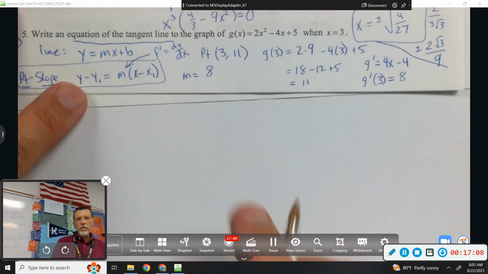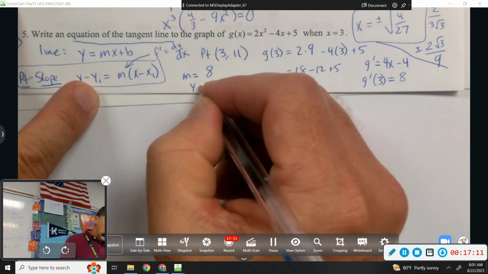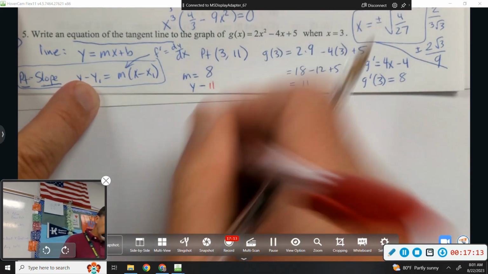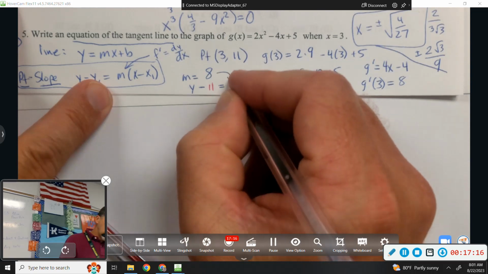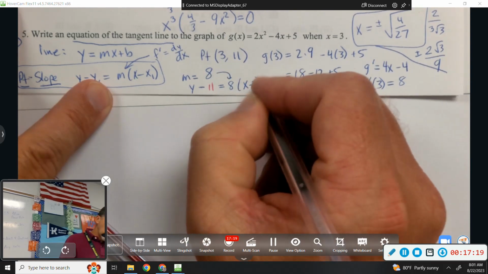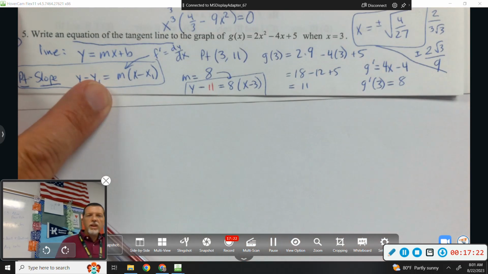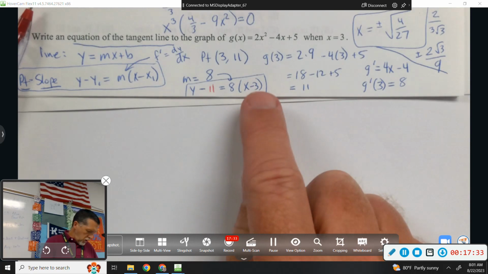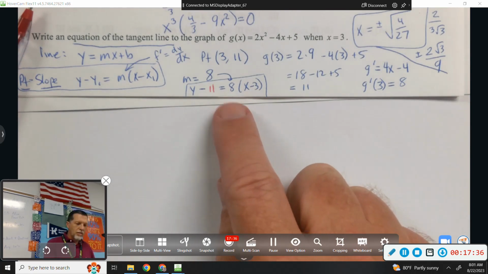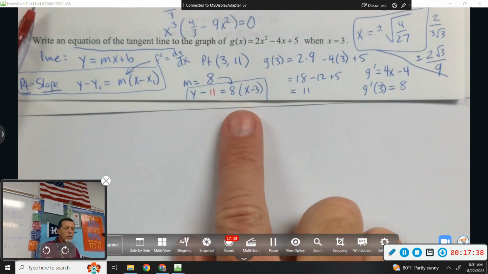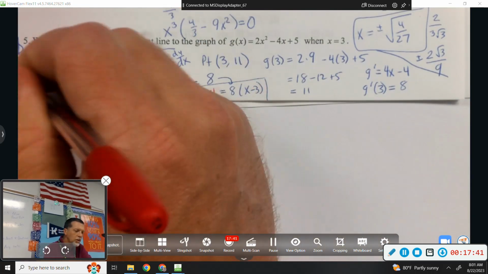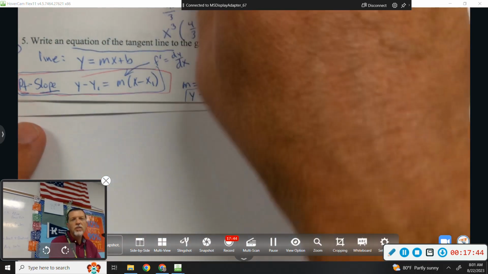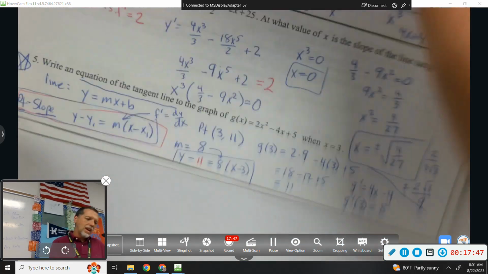So now I've got all the pieces I need. Y minus 11 equals 8 times x minus 3. And because we like that form, we don't simplify that. We just leave it as is. And even if you needed to graph it, it would be easy to graph, because all you would do is go to the point (3, 11) and use a slope of 8. So we like point slope form. Make sure you relearn or reaccustom yourself to the point slope form, because we will be using it again and again and again.